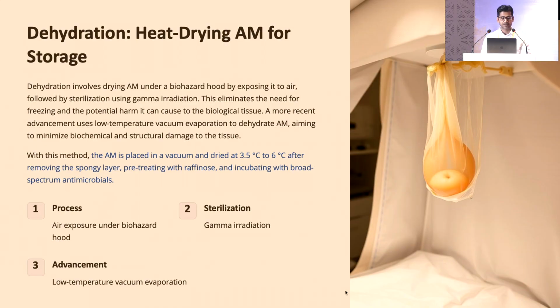The third one is dehydration, which involves placing the membrane in a vacuum and drying at -3.5 to 6 degrees Celsius after removing the spongy layer and pre-treating it with raffinose and incubating with broad-spectrum antimicrobials.